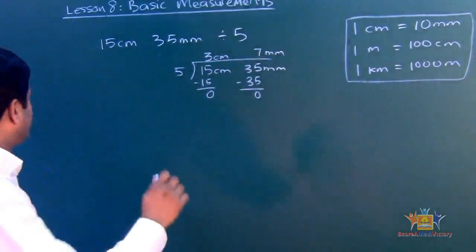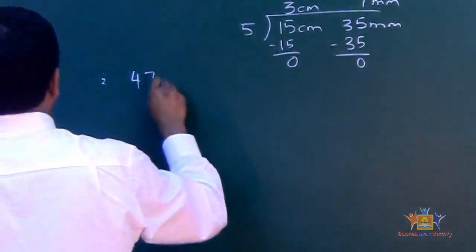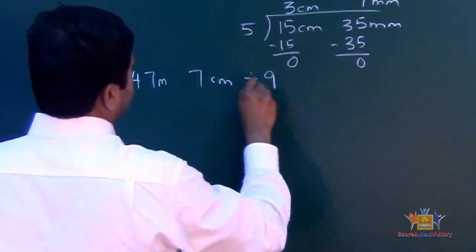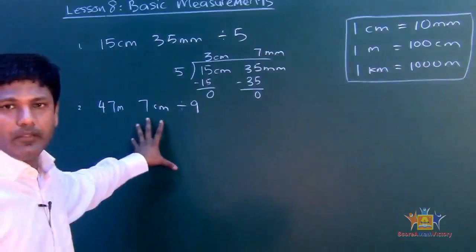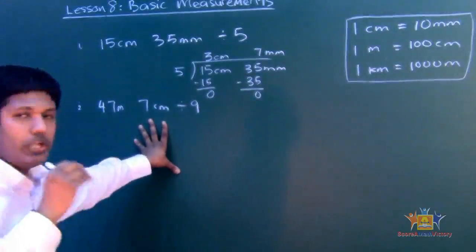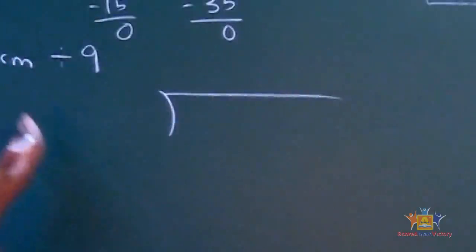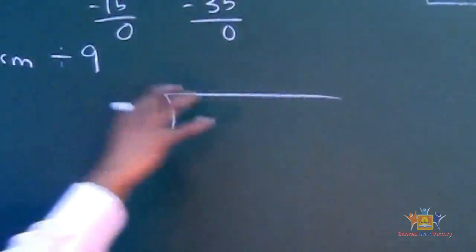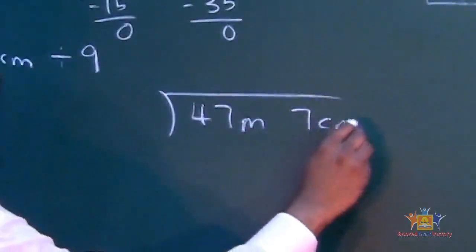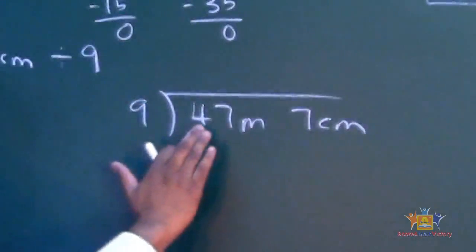That's a simple one. Now, for example, I'll give you another one. Let's say the second one. This time I give you 47 meters and 7 centimeters divided by 9. Again, we set them up in the form of long division. In order to do the long division, I use the cage approach. I'm going to put the cage, and this whole thing goes inside the cage. So I'm going to put 47 meters and 7 centimeters. Now the 9 is out, I'll put it outside.